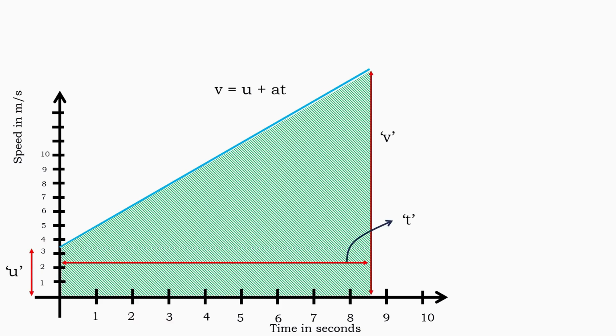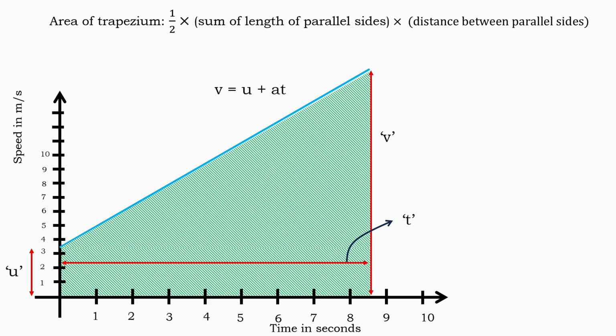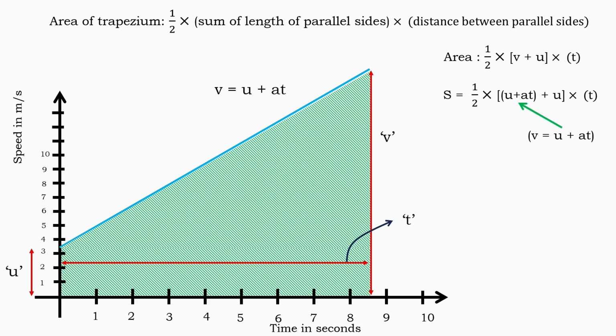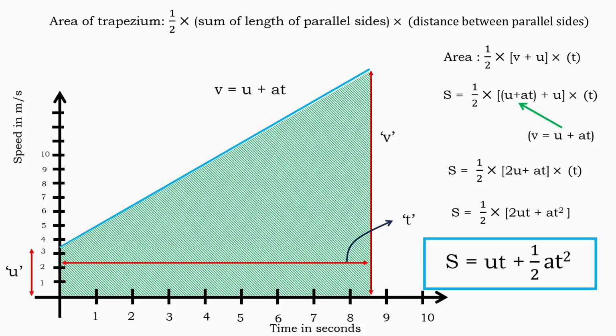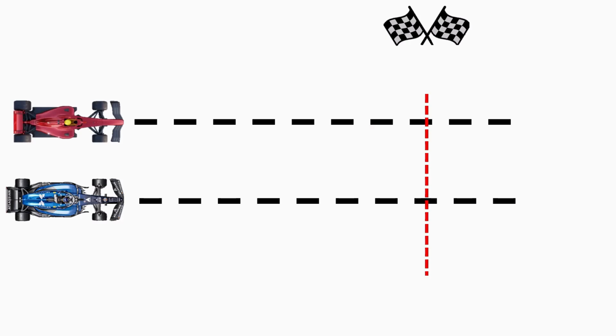Now, we already know the formula for the area of a trapezium. Half multiplied by sum of parallel sides, multiplied by distance between them. So the displacement becomes half multiplied by u plus v, multiplied by t. Now substitute the value of v from the first equation of motion. v equals u plus at. And simplifying it again gives ut plus half a t squared, the exact same expression that we derived earlier using integration.